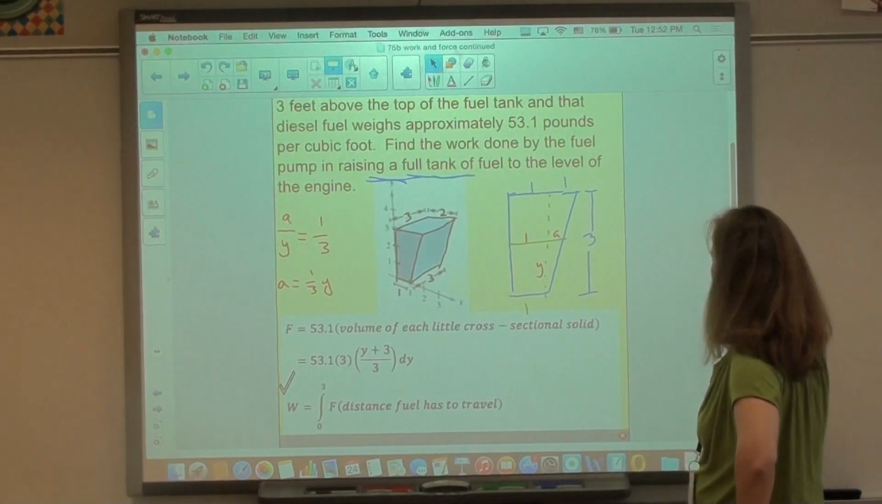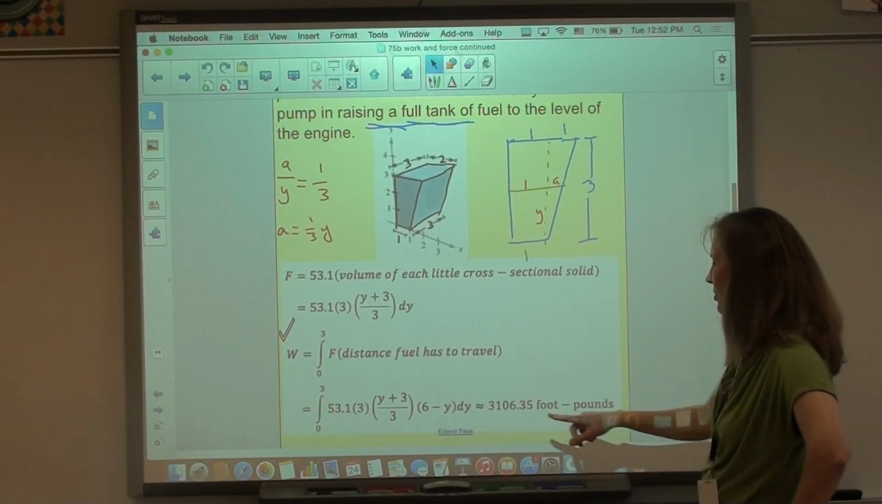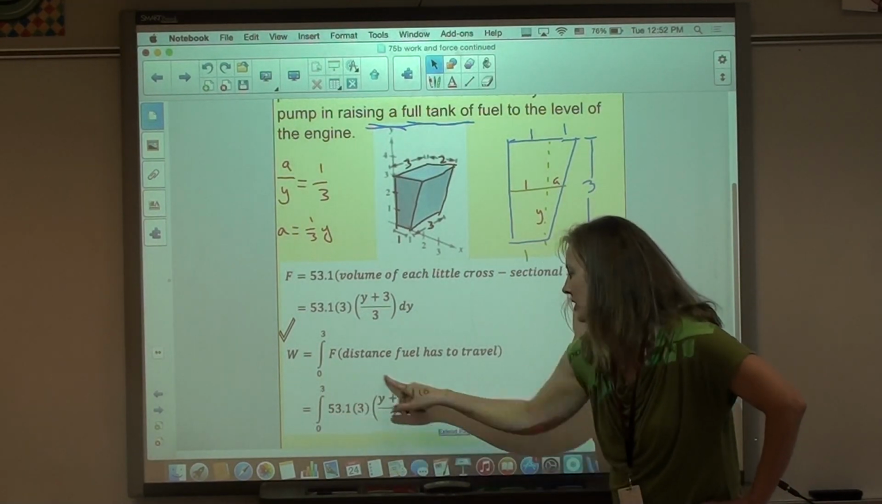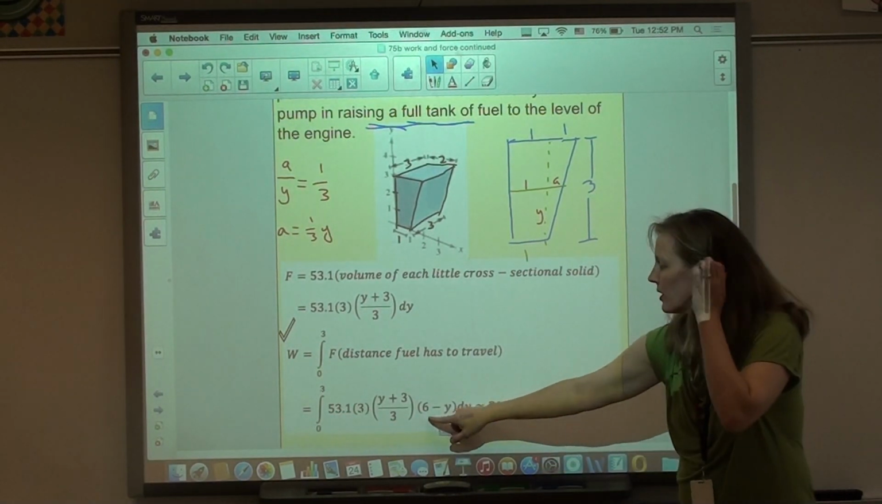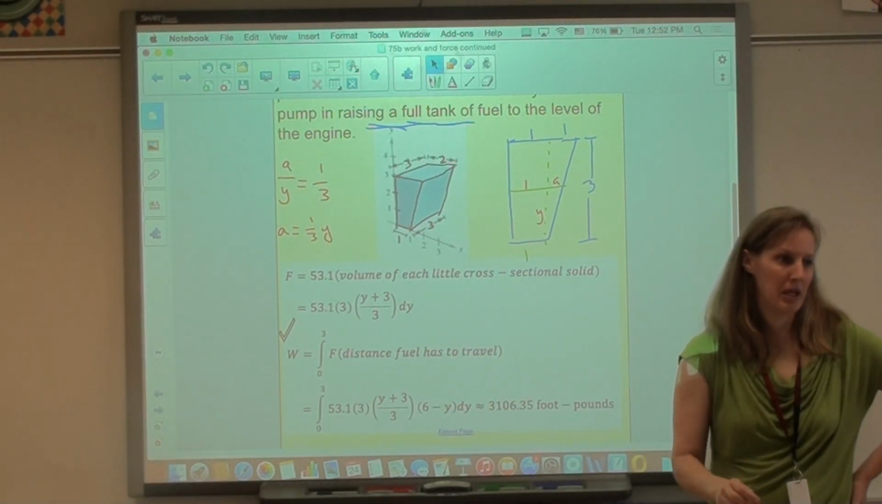So, we end up with an equation. Here's our cross section, right? This right here. And then the distance the fuel has to travel is 6 minus y. The last thing you have to deal with are your limits.